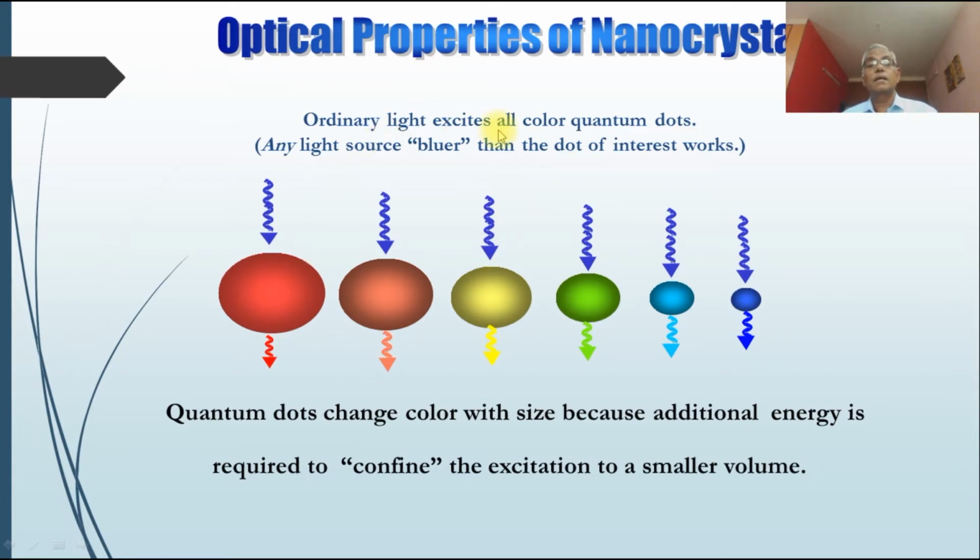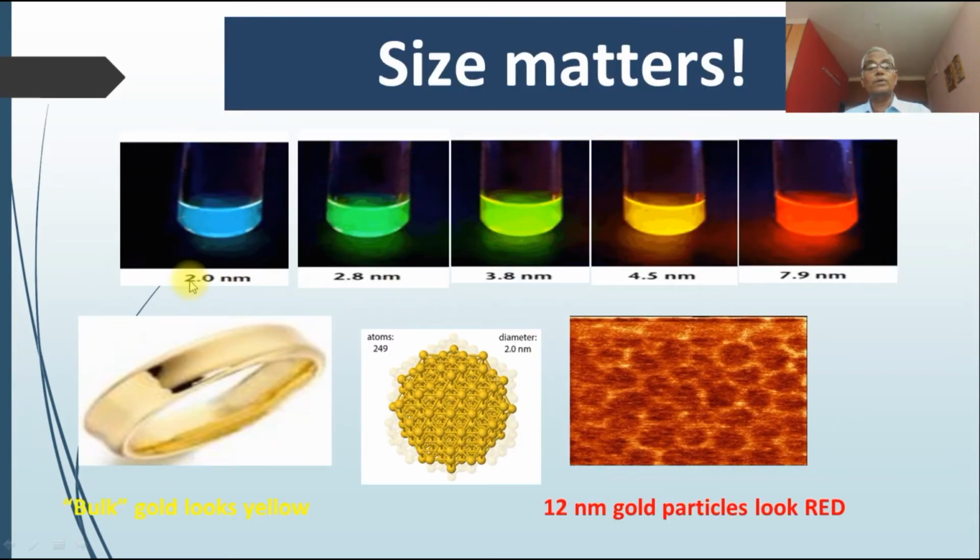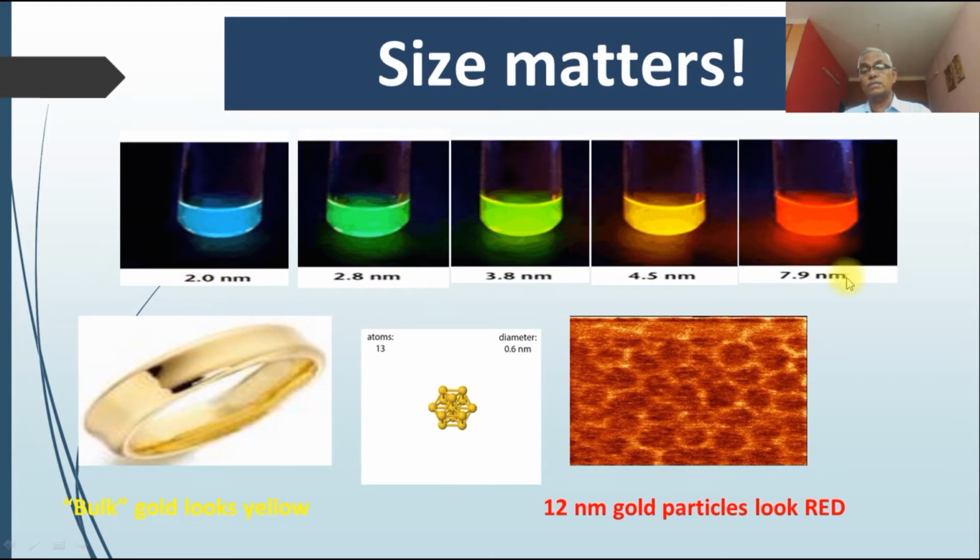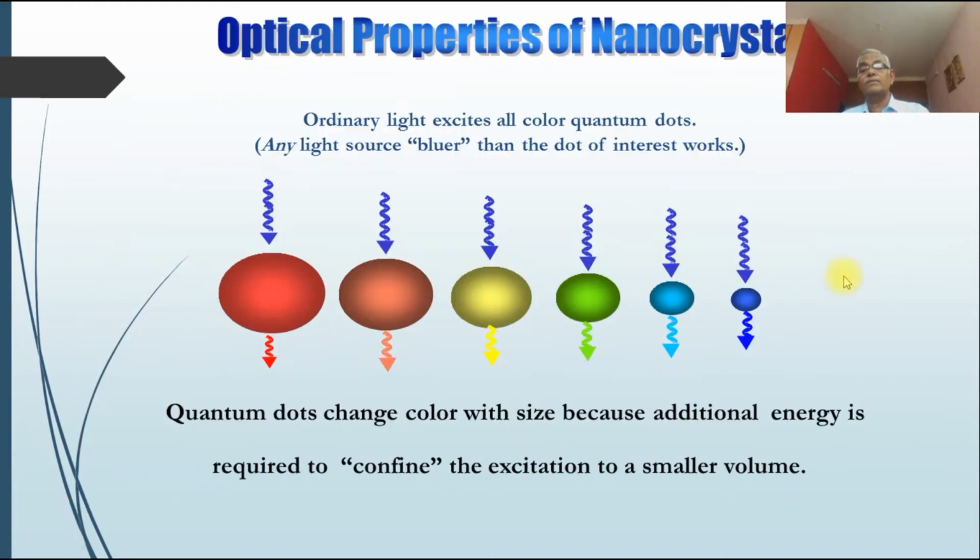Ordinary light excites all color quantum dots. So any light source bluer than the dot of interest works, and the quantum dot changes color with size, because additional energy is required to confine the excitation to a small volume. So as you can see, as the size is reduced, the color will be changing. From red to violet, if you compare size wise, that is what will be there. Here also I told you that if you consider this size to this size, then as the size increases, the color will be changing.